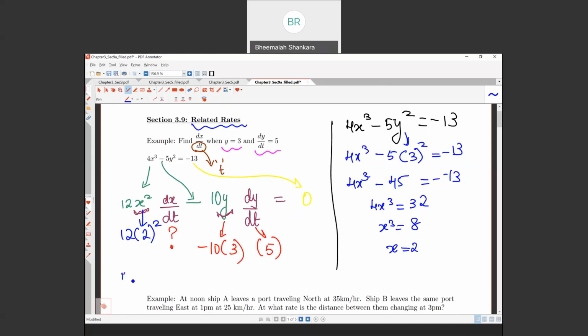So let me write 12 times 2 squared times dx over dt minus 10 times 3 times 5 equal to 0. So 10 times 3 times 5, when you simplify, is 30 times 5, which is 150. And 12 times 2 squared, when you simplify, is 12 times 4, which is 48. So you solve for dx over dt. You have 150 divided by 48, and this is your final answer.